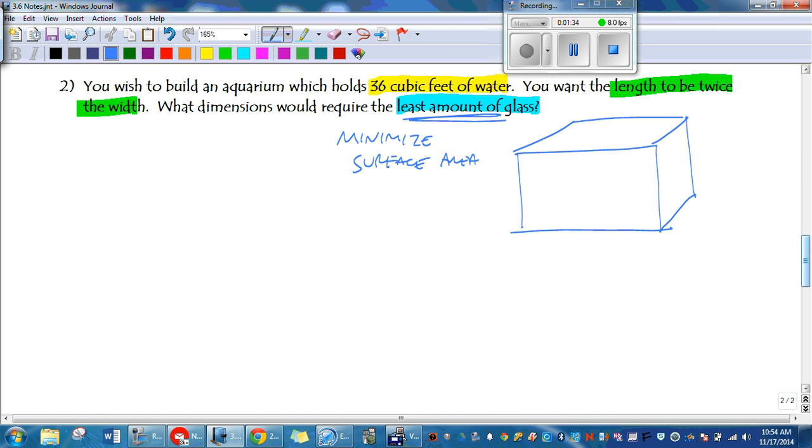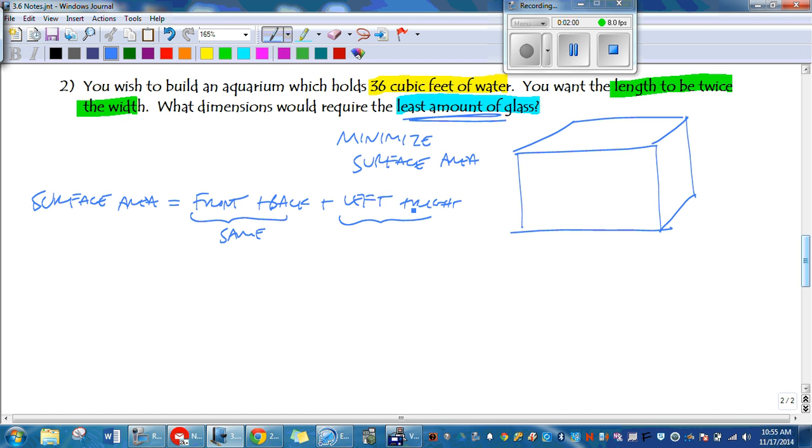All right, so let's look at writing out an equation for surface area, not a full formula yet, but our surface area is going to consist of the front side plus the back side. Those are both going to be the same. The left side and the right side, again, those are both going to be the same. And then the bottom. Right, so our surface area is going to be the area of those 5 sides added up.